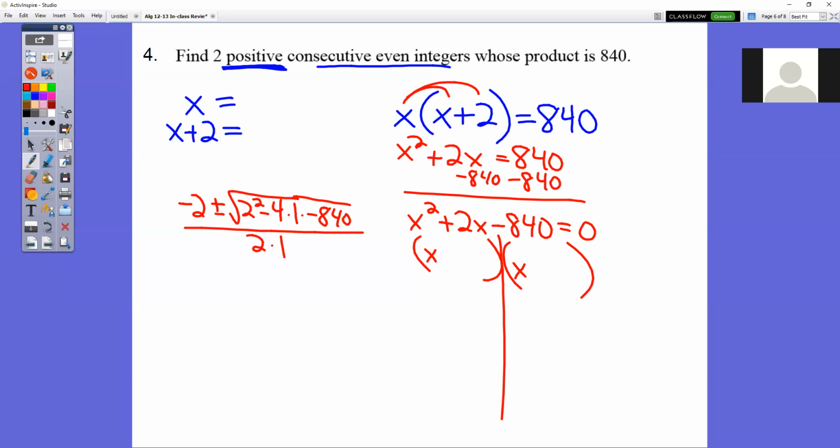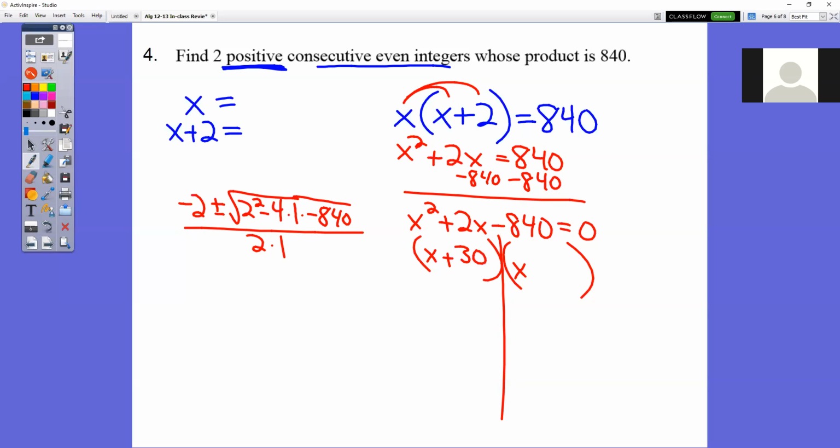So when you have a multiplying question like this, you want to distribute. So you have x squared plus 2x equals 840. We don't want to set equal to 840. We want to set equal to 0. So you're going to do minus 840 and minus 840 so that it's set equal to 0. You could factor it. What times what is negative 840 that adds up to 2? Or you could do the quadratic formula. Doesn't matter which way you do it, you'll end up with the same answer in the end.